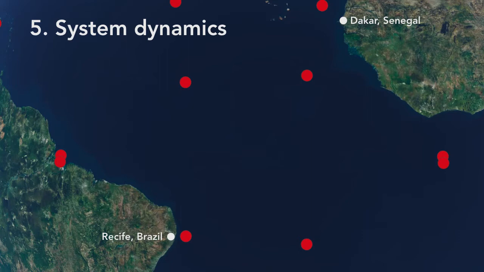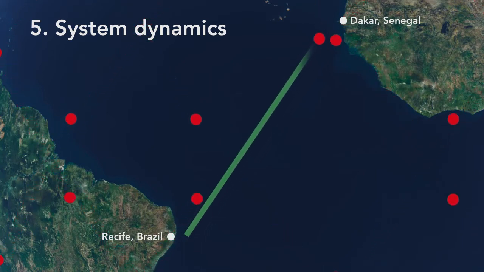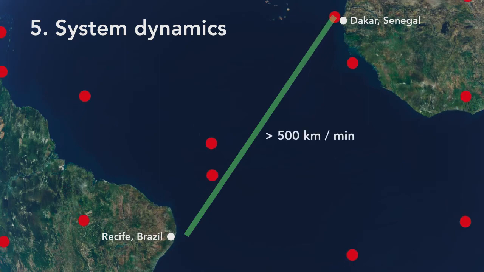Let us now explore the system dynamics of these constellations. Satellites move very fast relative to the Earth and with respect to each other. If a satellite is now over eastern Brazil, in 6 minutes it will already reach Africa, crossing the entire Atlantic, traveling more than 500 kilometers per minute. Such highly dynamic behavior translates to links becoming infeasible in minutes. We should keep this in mind while exploring topology design.